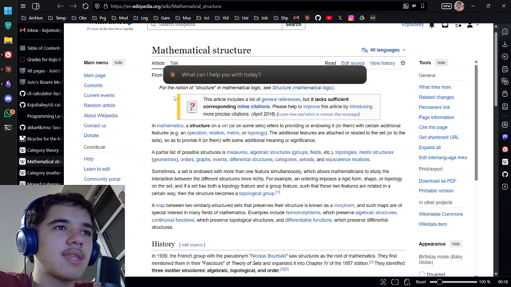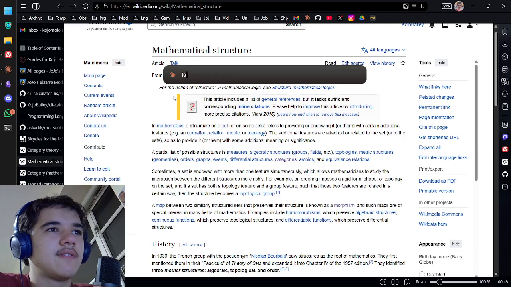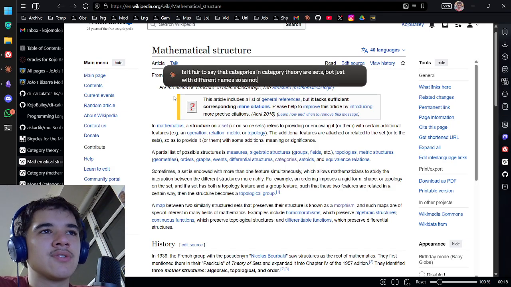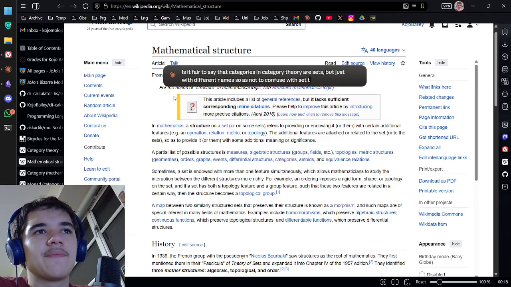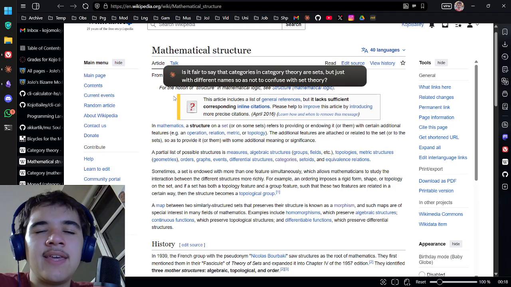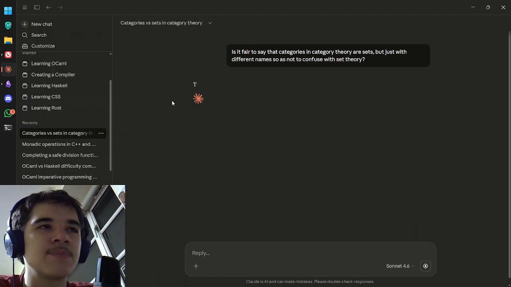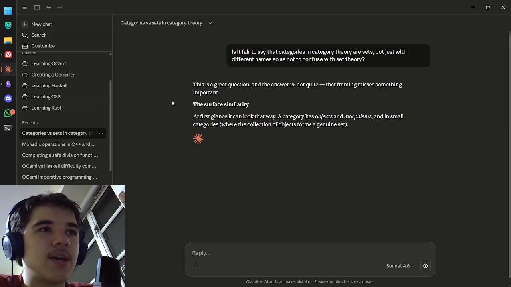Is it fair to say that categories in category theory are sets, but just with different names, so as not to confuse with set theory? I mean, I think no, because as you saw from the category, it included functions and morphisms, but okay, not quite. Yeah, at first glance, you can look that way.